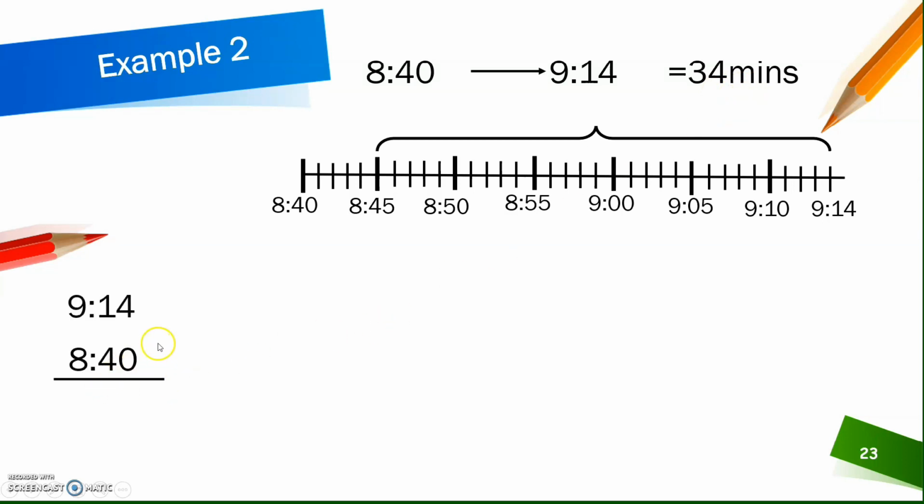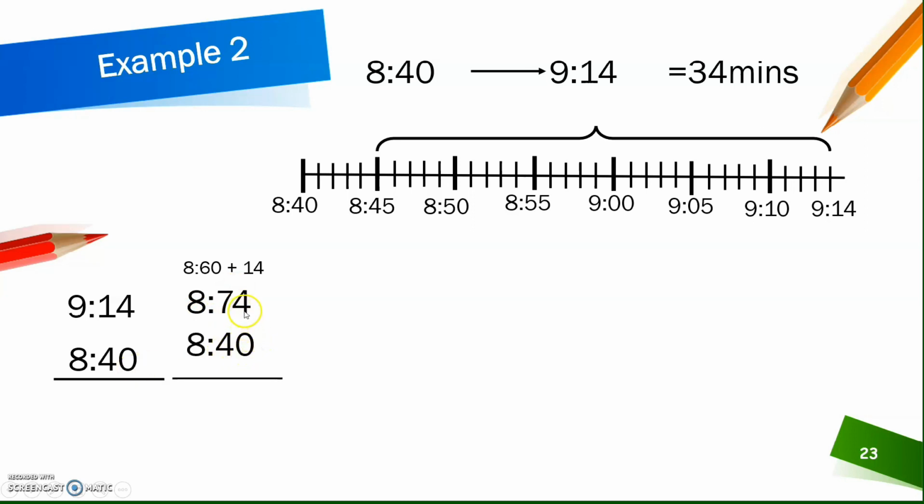Gumamit naman tayo ng subtraction. So, 9:14 minus 8:40. So, dahil yung 14 ay mas maliit sa 40, hindi pwede. Manghihiram tayo sa 9 ng isang oras. So, yung 9 magiging 8. At yung isang oras, equivalent to 60 minutes, ay idadagdag natin dito sa 14. So, magiging 874 minus 840.